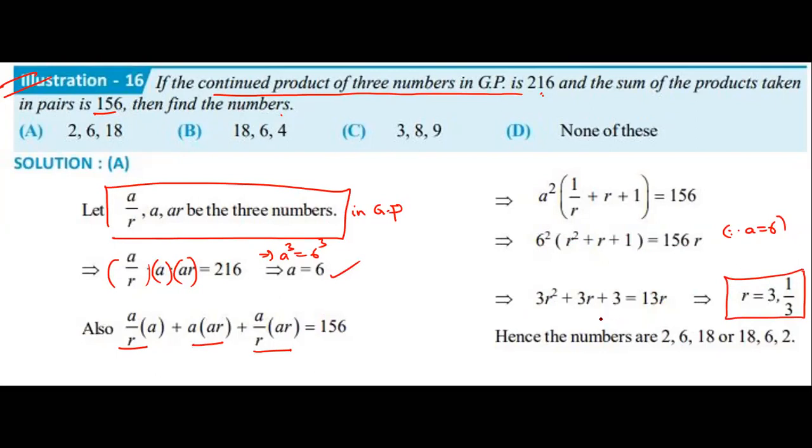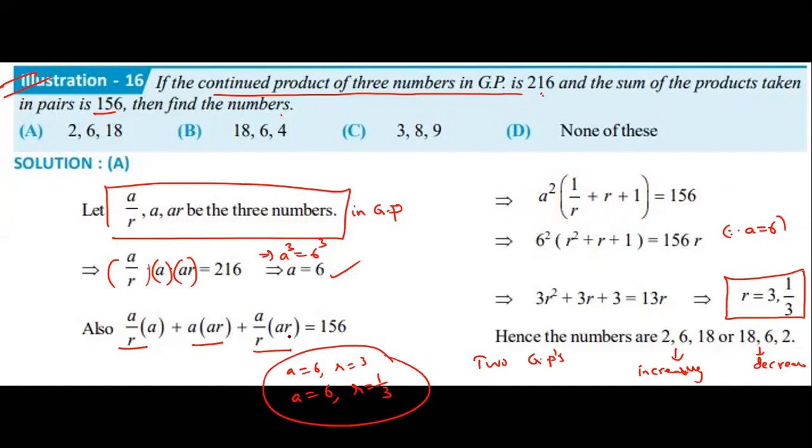So dear students, we are getting an increasing sequence. This is a decreasing sequence. Two sequences are possible. Two GPs are possible. One is increasing, one is decreasing. Like that. So how to find this one? See, if a is equal to 6, r is equal to 3 in one case. If a is equal to 6, r is equal to 1 by 3, we are getting two different types of sequences. That's the meaning. So anyhow, they are giving only one sequence, that is option A.